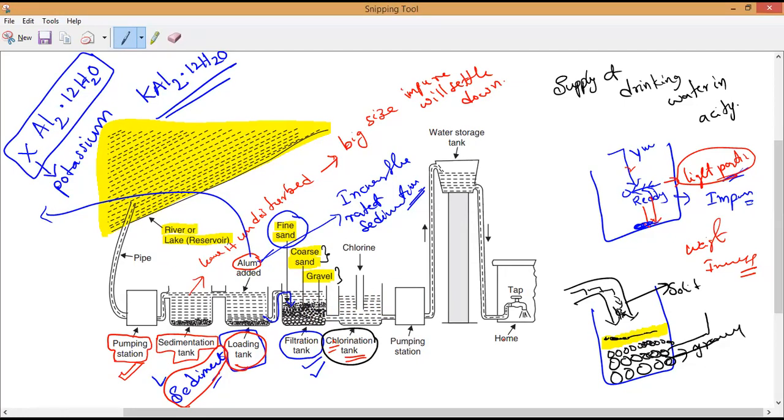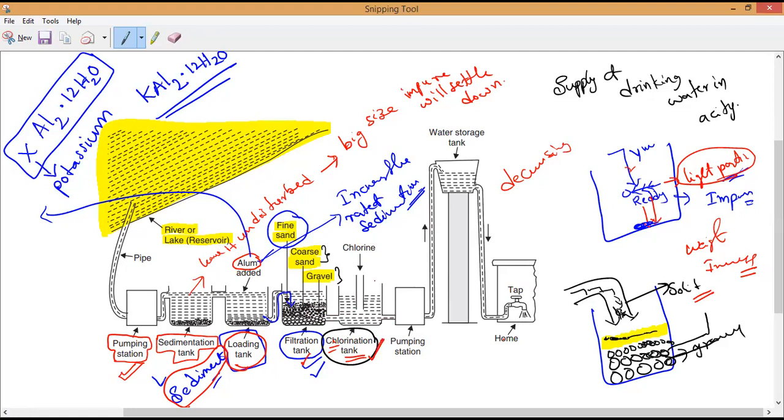You can see solid impurities may be filtered by the filtration tank, but what about disease causing organisms? Who are the disease causing organisms? Bacteria. Yes, bacteria and virus can still pass through all the 3 layers, and finally they will reach the chlorination tank.